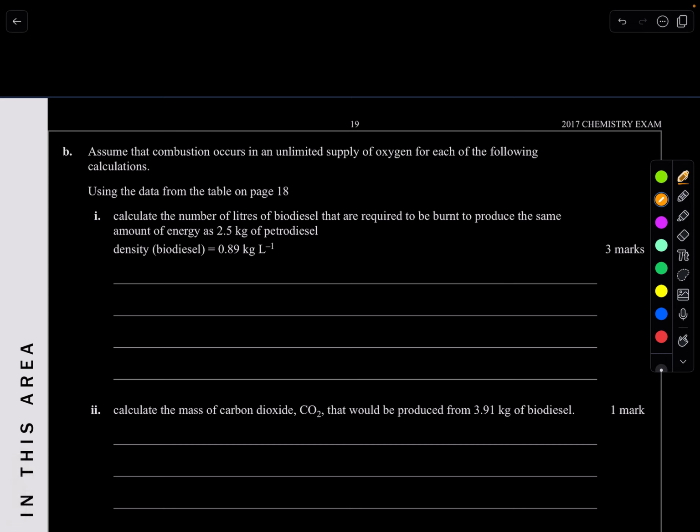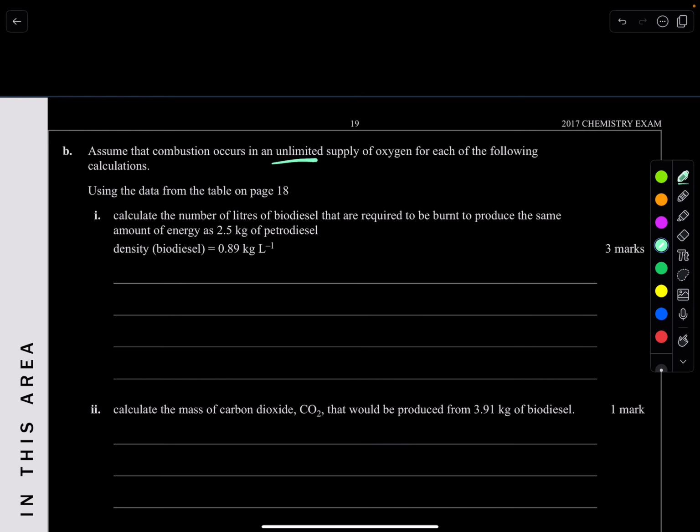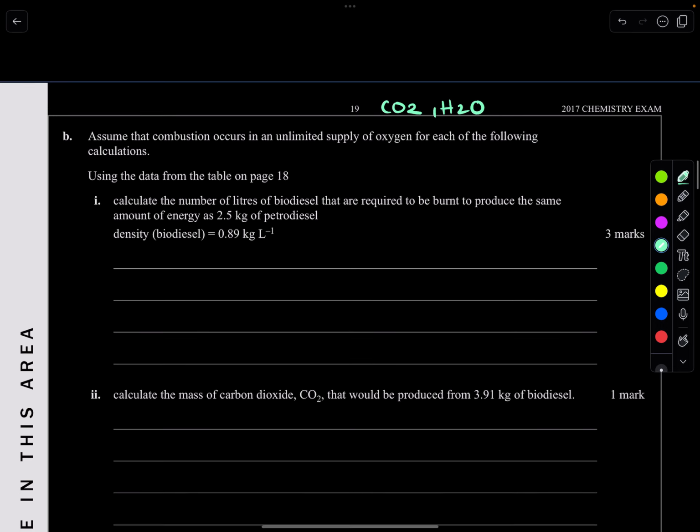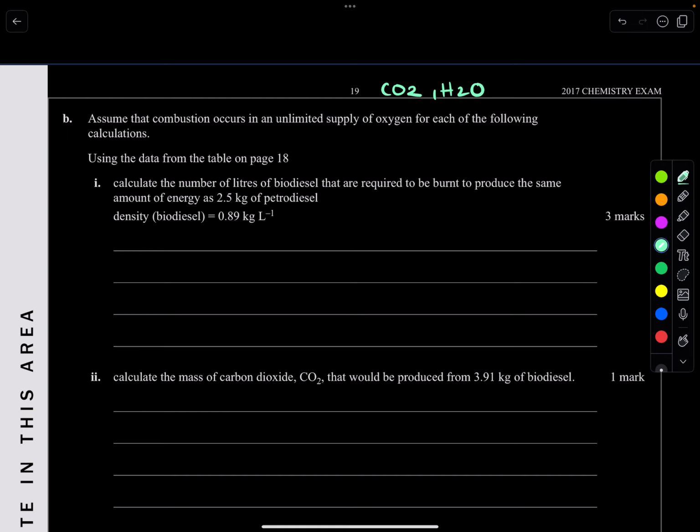Assume that the combustion occurs in unlimited supply of oxygen for each of the following calculations. Careful of the word unlimited. What do we know about an unlimited supply of oxygen? If we have a combustion reaction with unlimited supply, this will create a complete combustion, and hence we know that CO2 and H2O will be produced as products. Use the data from the table on page 18. Calculate the number of liters of biodiesel that are required to be burnt to produce the same amount of energy as 2.5 kilograms of petrodiesel.